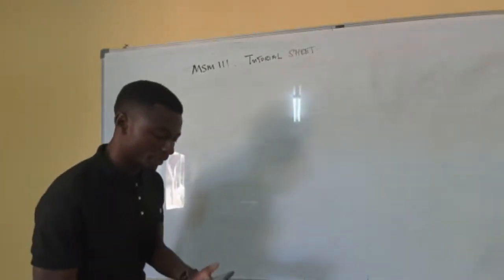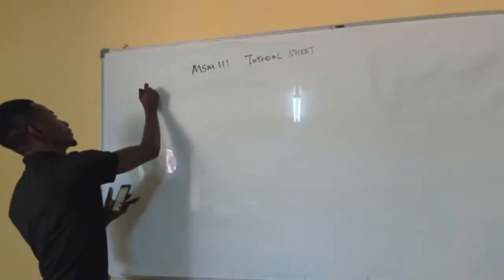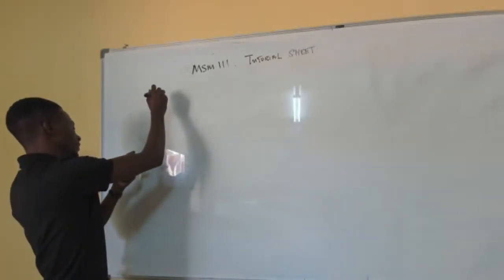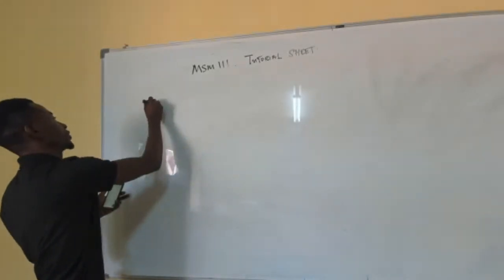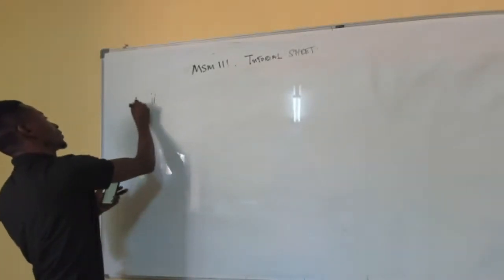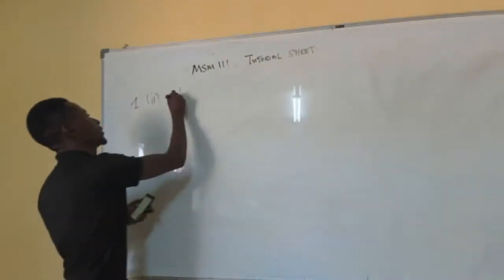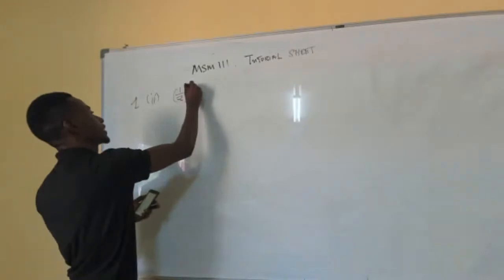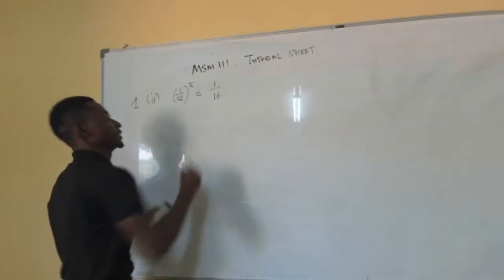Tutorial sheet 4, question 1. We are saying solve each of the following equations. Let's solve question 1 and question 2. We have 1 over 2 to the power x equal to 1 over 16.